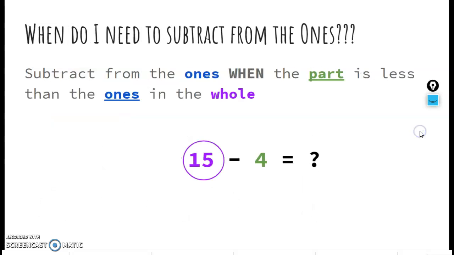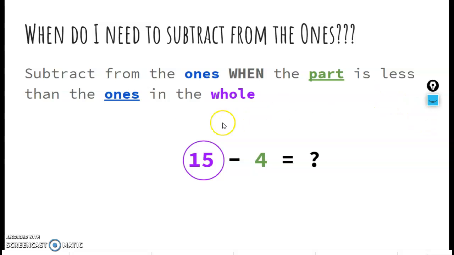Now that your brain is all warmed up and you remember how you can break up teen numbers, let's move on. So first, when do I need to subtract from the ones? We're going to subtract from the ones when the part is less than the ones in the whole. Wow, that's a lot of confusing words together. So let's figure out what all those different words mean.